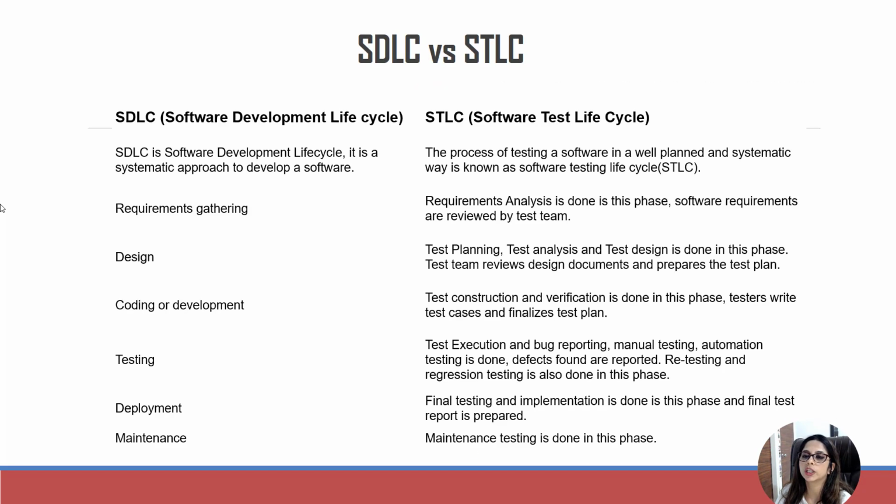Then we do a quick comparison between SDLC and STLC. Now these are two different terms. SDLC means software development lifecycle, STLC means software testing lifecycle, but how are they related, and how are the phases of SDLC so similar to the phases of STLC? We'll compare quickly and see. In the SDLC, the first phase is about gathering and analyzing all the requirements, reviewing them and planning for the next move. But in STLC, the first phase is about analyzing the requirements.